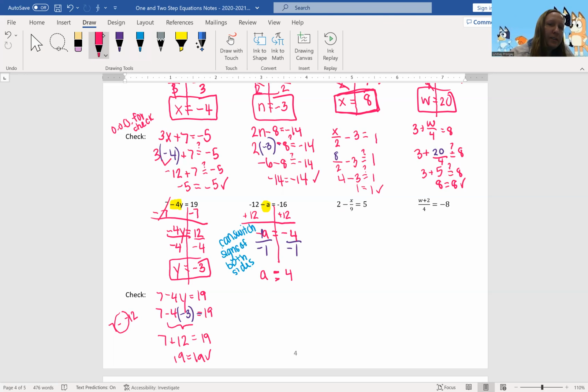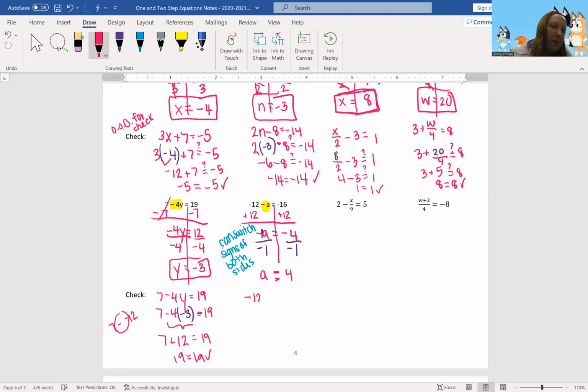Okay, we're going to check 7 minus 4y equals 19. So 7 minus 4, we think the answer is 4. Oh, I don't know where I got 19 from. I was looking at the other question. That's where I got 19 from. I'm rewriting the wrong question. Sorry about that. It would help if I'm looking at the one we just did.